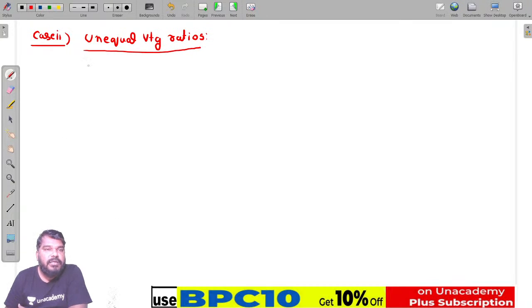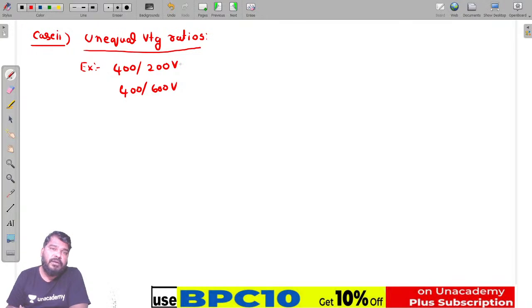For example, one transformer is 400 upon 200 volts, and the other one is a 400 upon 600 volts transformer. This is transformer A and this one is transformer B. So these are the unequal voltage ratios. At this time, what about the current here?